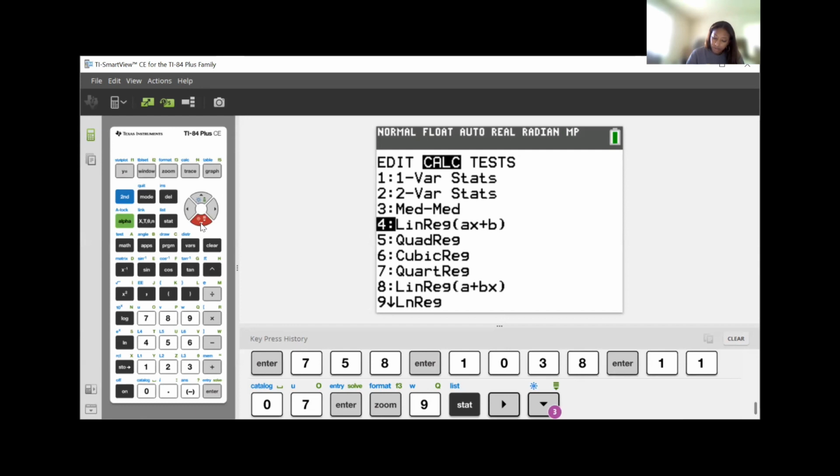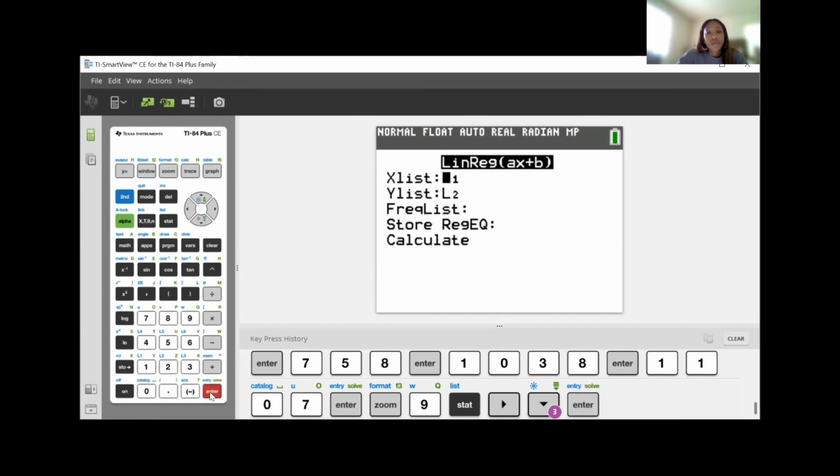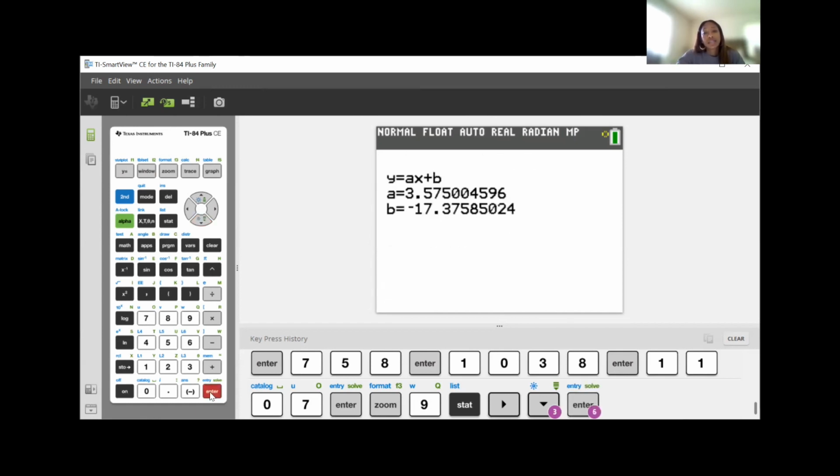Hold on, I need to see how many decimal places we're asked to round for this problem. Oh, I've gone too far, bear with me. All right, so for problem 2, we're asked to write the regression equation, rounded to 2 decimal places. Hit enter on 4, and then hit enter all the way down to calculate, and boom, this gives us our linear regression equation. So for part A, when you write out your equation, I don't want you to write a equals this, b equals this. I want you to write it in slope-intercept form.